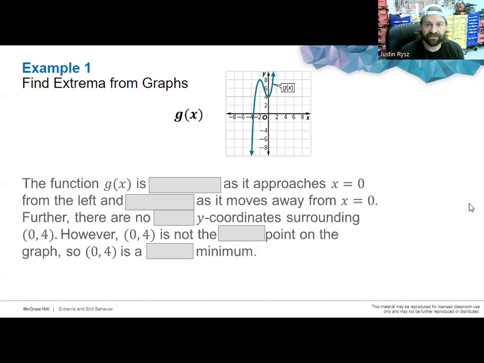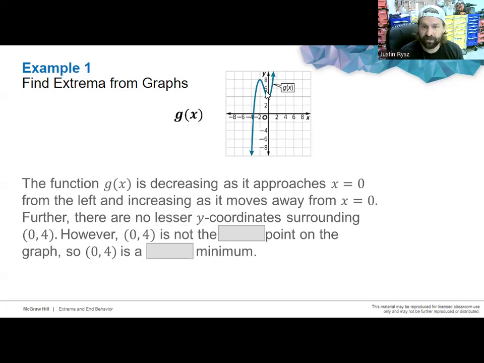Let's continue. After that, as it approaches 0, it decreases, and then it increases. So it goes down, then up, making a hill at 0. But there are not any lesser points. Right there, there are no lesser y coordinates in the surrounding area of (0, 4). However, (0, 4) is not the lowest point on the graph.